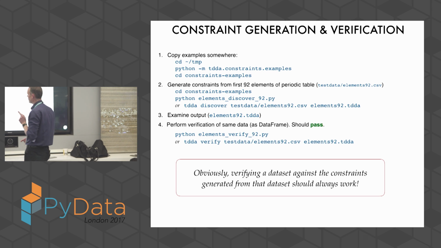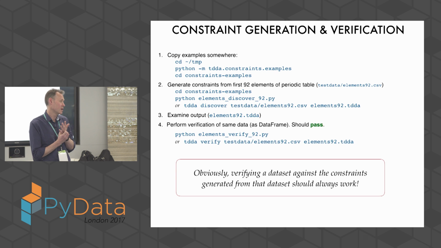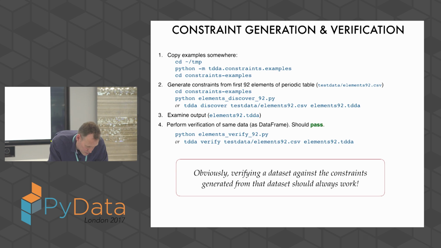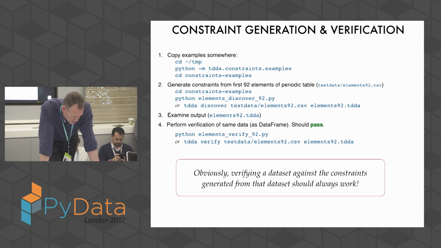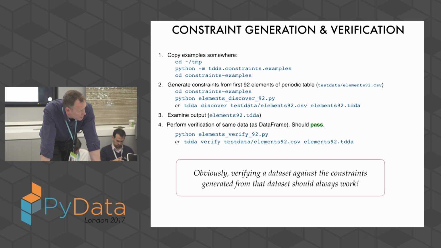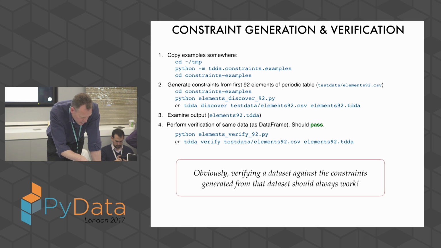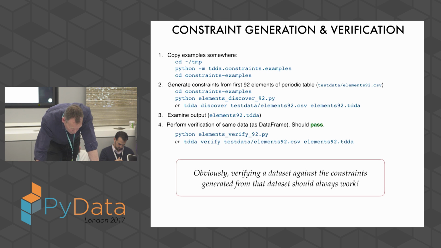When you install the TDDA library, as well as installing the library itself, it installs a TDDA command for you that you can use. And in fact, the simpler thing to do, and the thing that I'd recommend that you do, is actually run the second command there, tdda discover test data/elements92.csv elements92.tdda. And what that will do is it will run its discovery process over the first 92 elements of the periodic table. So it will read them into a data frame using the CSV reader. It will then generate a set of constraints based on the first 92 elements, and it will write them out as a JSON file called elements92.tdda. And it will look like that.